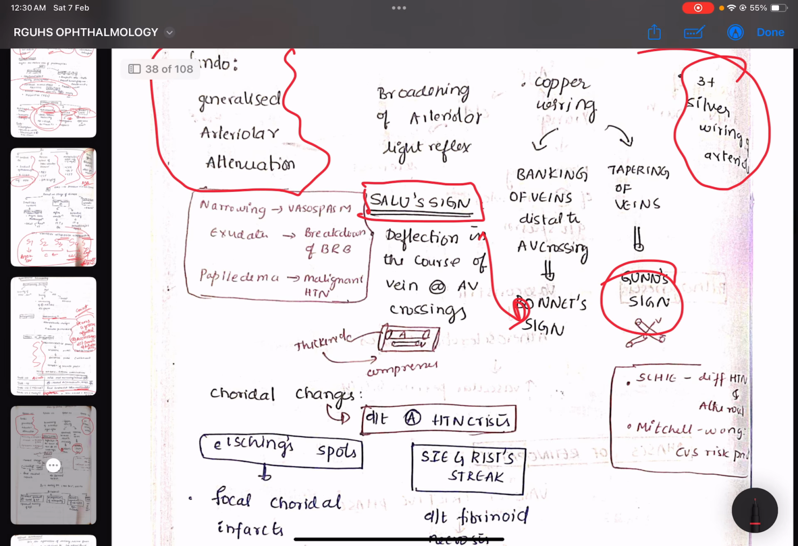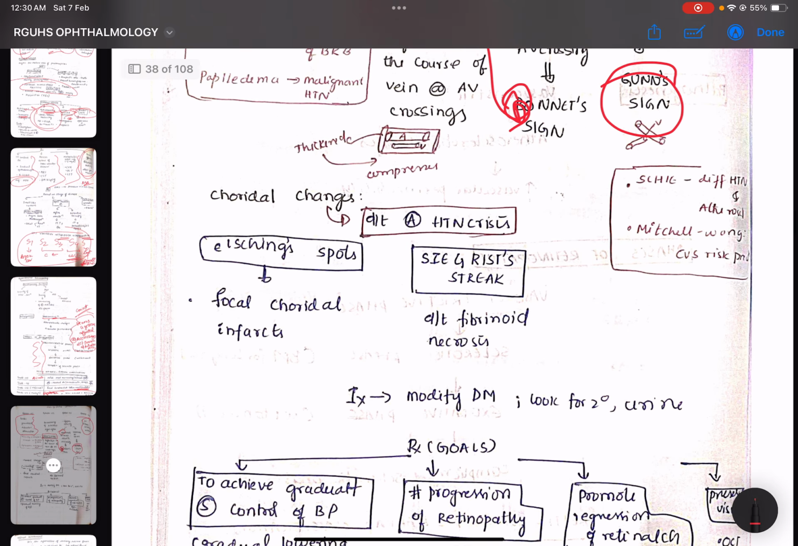Again, remember, as I told you, here since the artery is hardened and compressing the vein, deflection in the course of the vein at the AV crossing is Salus's sign. B for B: banking of veins distal to the AV crossing is Bonnet sign, and tapering of veins is nothing but Gunn sign. Okay, one important thing.